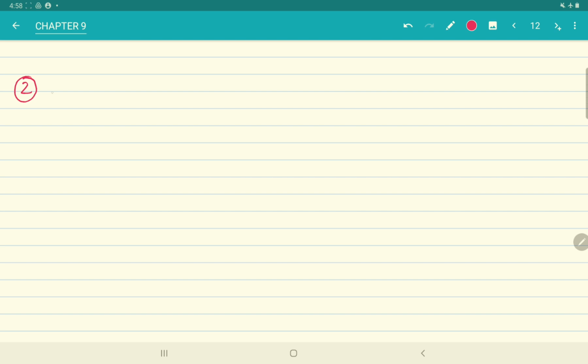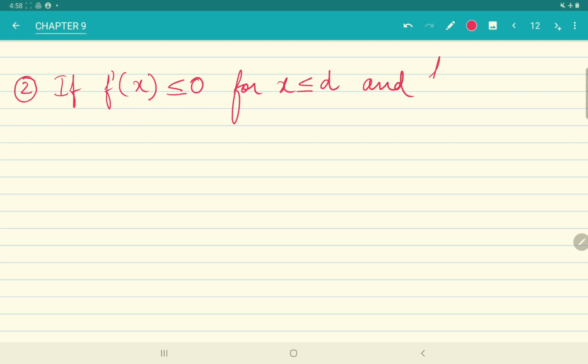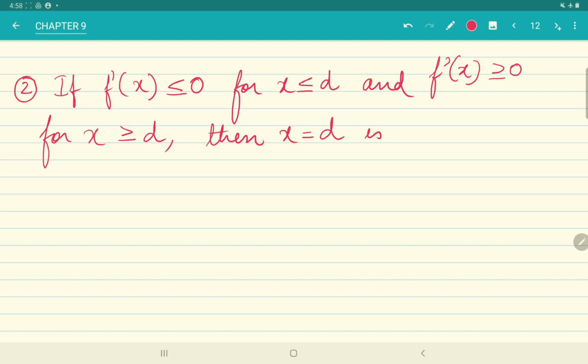The second point to note here is that if f prime x is less than or equal to 0 for x less than or equal to little d, and f prime x greater than or equal to 0 for x greater than or equal to little d, then x is equal to d is a minimum point for f.